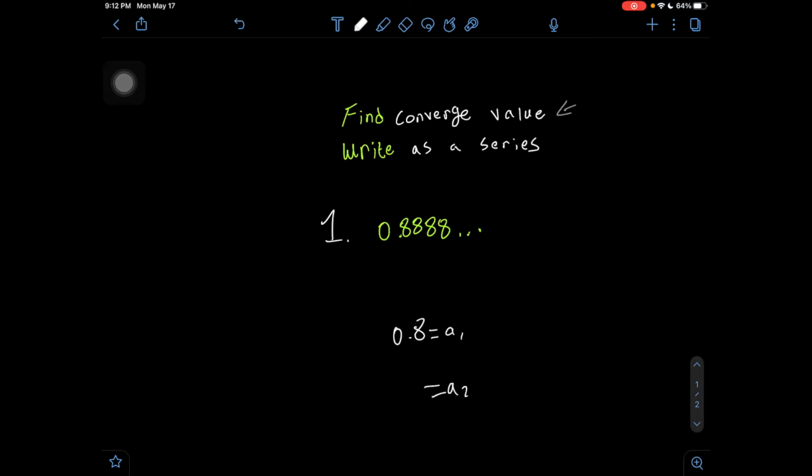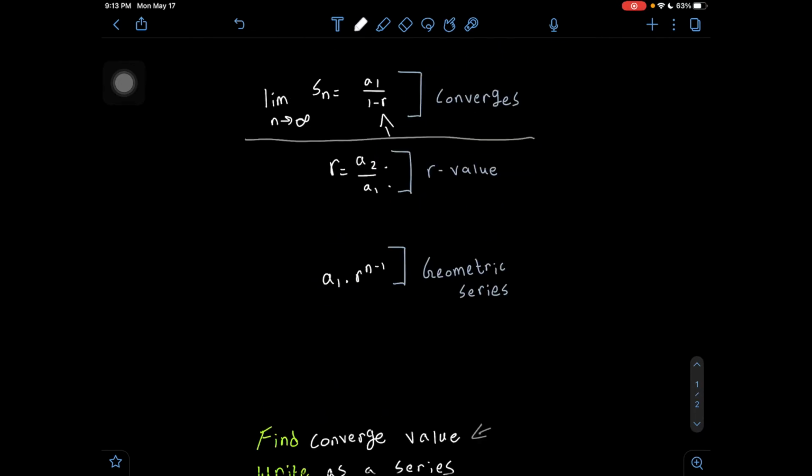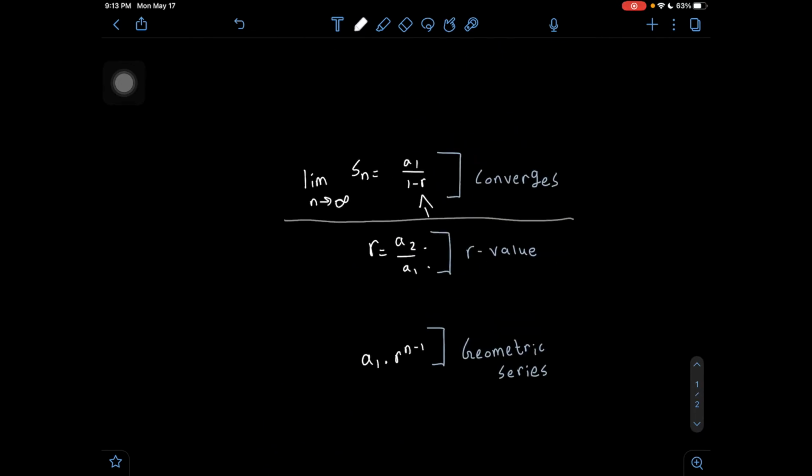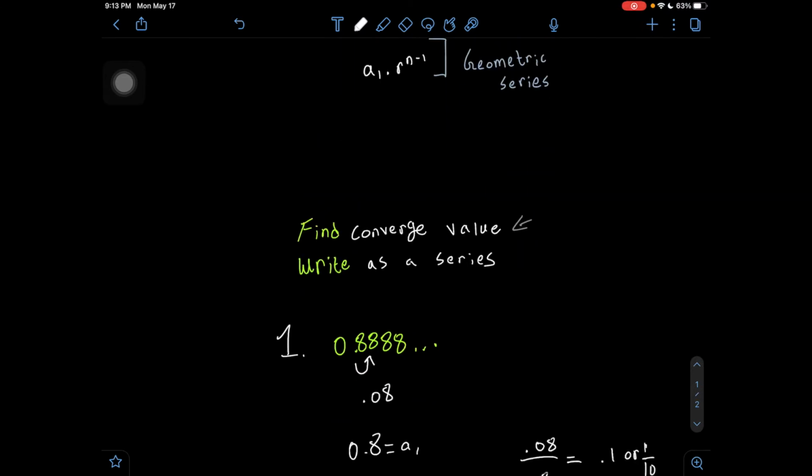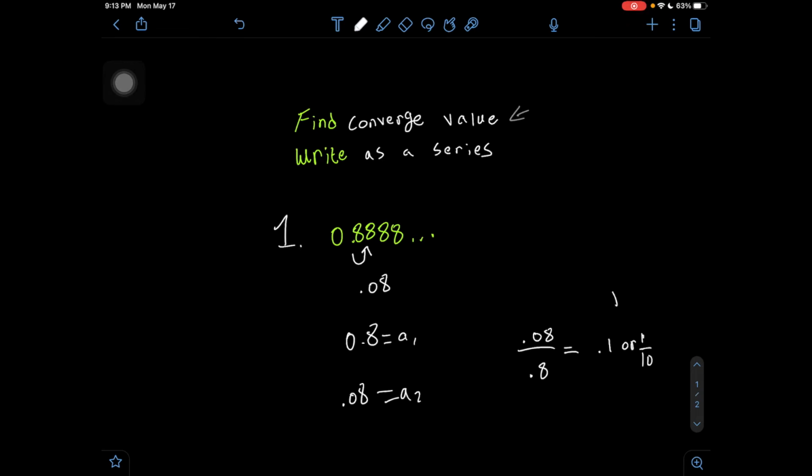To find our second value, we're going to skip over our first value and go to the second value. We can see that this second value is 0.08. So that's our a2. Now to find r, we do a2 over a1. So we have 0.08 over 0.8, and that gives us a value of 0.1 or 1/10. So now we know our r value, r equals 1 over 10, and a1 equals 0.8.